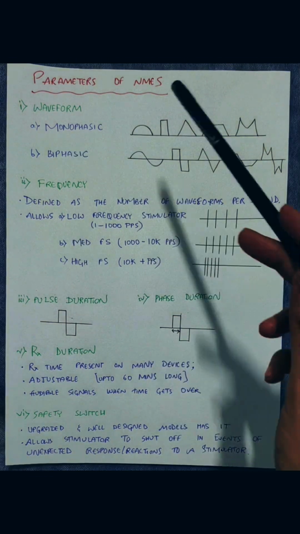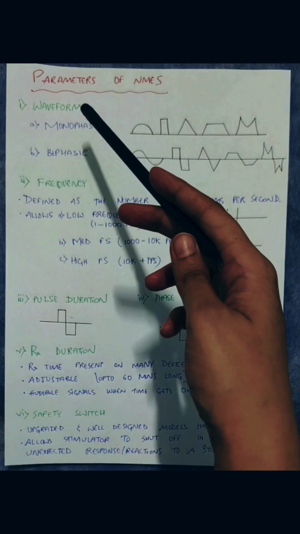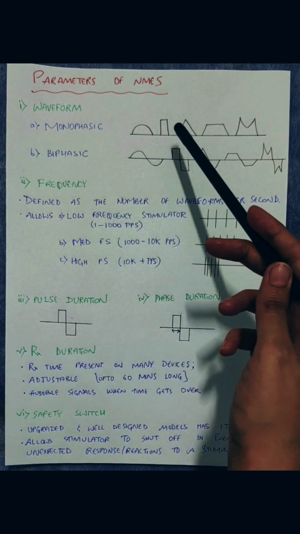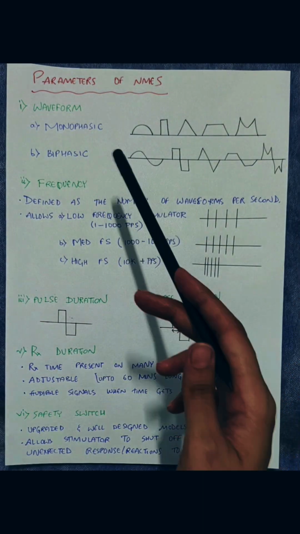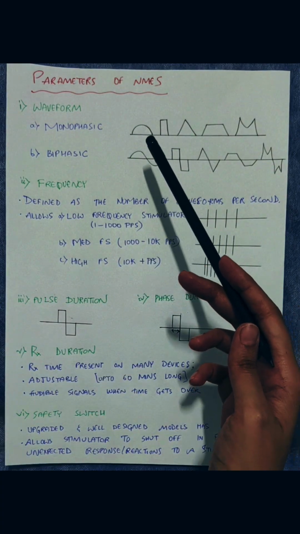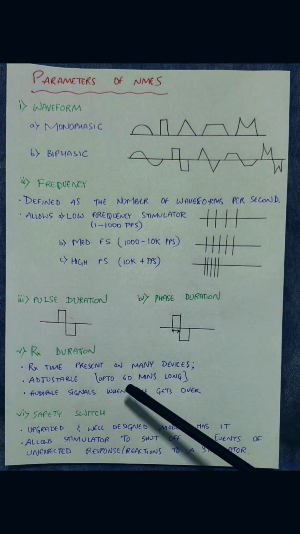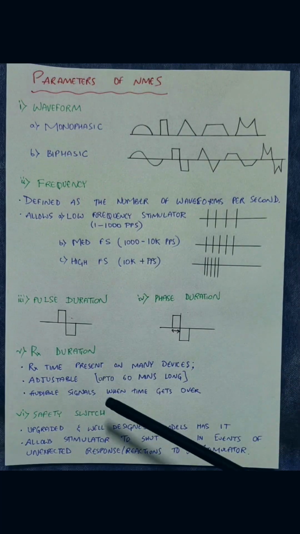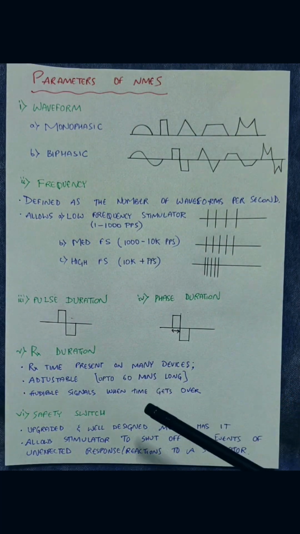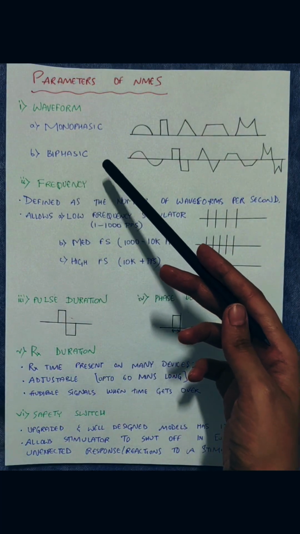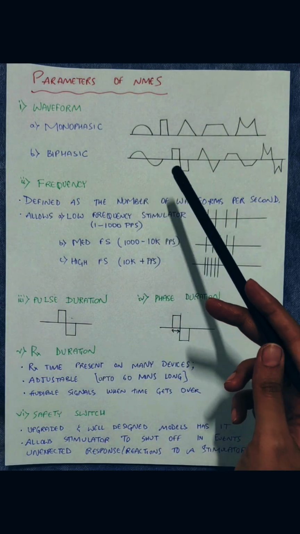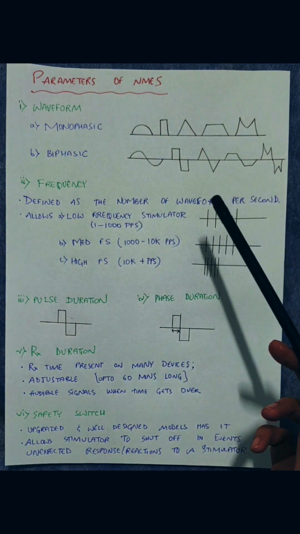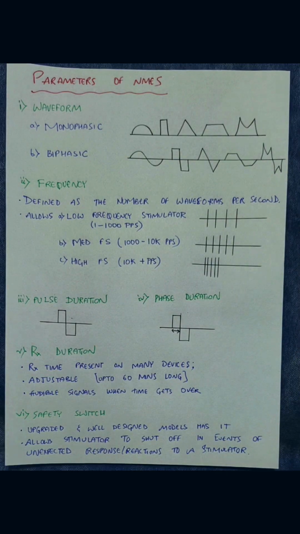Understand the parameters of NMES. Starting off with waveform, we have monophasic and biphasic waveforms. Monophasic is where only one phase is present in each pulse. The current flows unidirectionally, that is, positive or negative polarity. The biphasic waveform of pulsed current is either symmetrical or asymmetrical in nature.